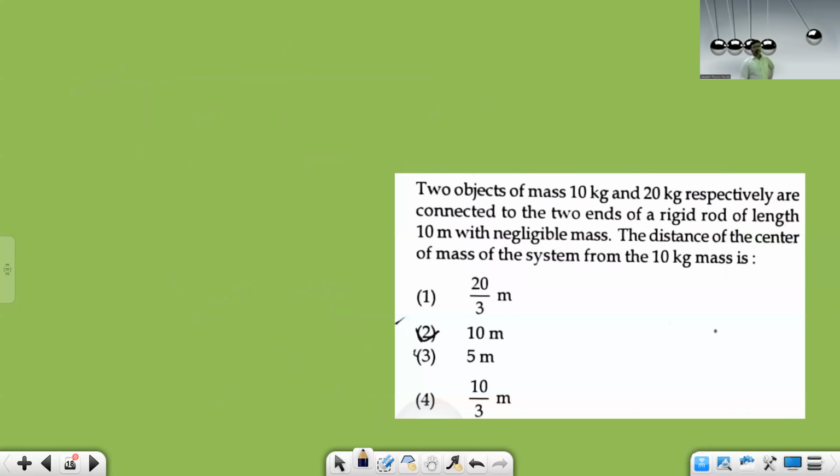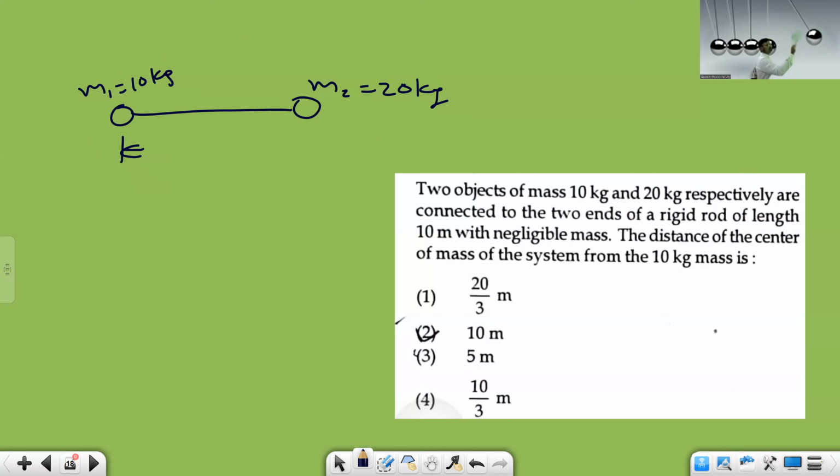Next one. See here. They are telling that two objects of masses, one is M1 is 10 kg, other one is M2 is 20 kg. They are separated by a rod of length, let me call this some D. D is 10 meter, with a negligible mass. This rod mass is negligible. So no need to consider the rod clearly.